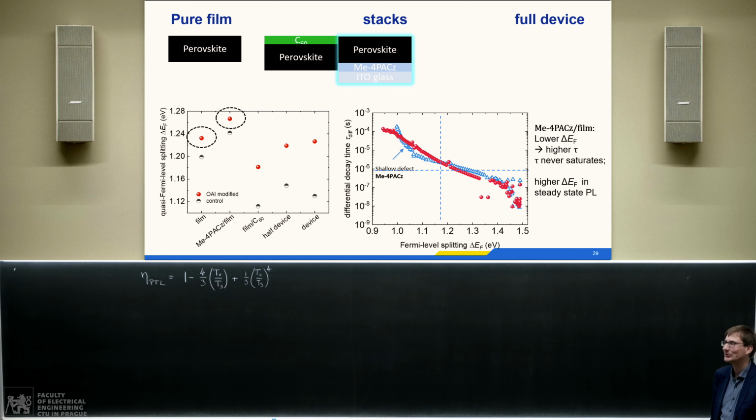Basically, this is the data that I skimmed over. You can have a look at it more closely. Just look at the red parts. The red is the samples that I showed. The black here is a reference, and this is the film. From film to film on HTL, it actually goes up. I don't really understand why. Apparently, the perovskite grows more happily on the hole transport layer than on the glass. And then with C60 it goes down.